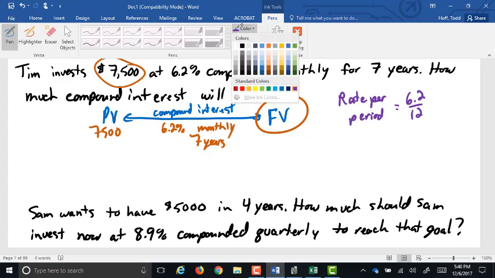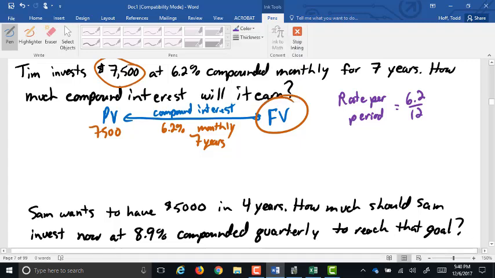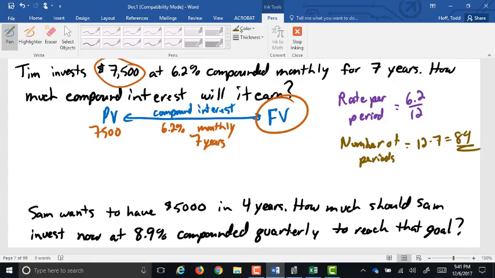So you can find the rate per period here, but what you find won't be on the table. Your number of periods, of course, is what? Well, it's 12 per year times 7 years. It's 84 total periods. That also might be hard to find on the table. I think your table goes up to 30.